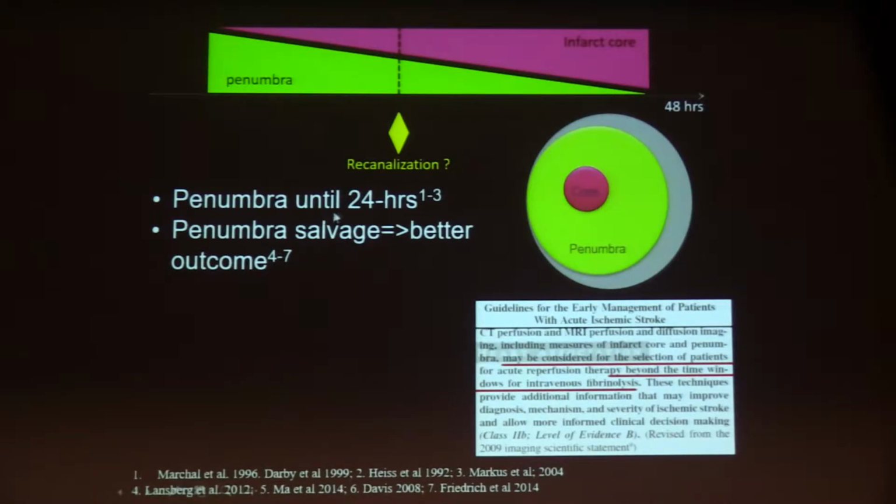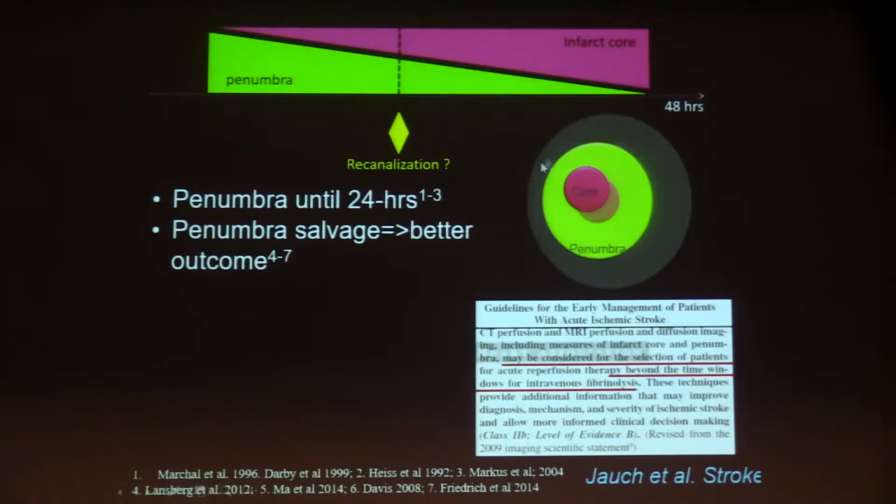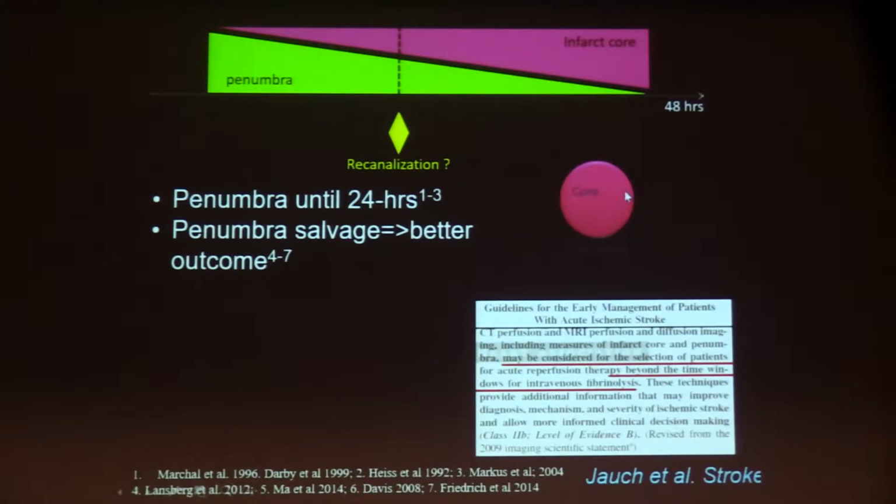The penumbra can be seen until 24 hours. Of course, it decreases with time, but it varies from patient to patient. And what we know is that if you save the penumbra, then you will improve the patient outcome. So the idea is very simple. You treat the patient, you try to save the penumbra and limit the core expansion.